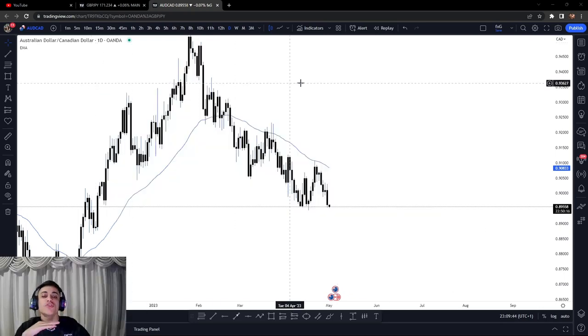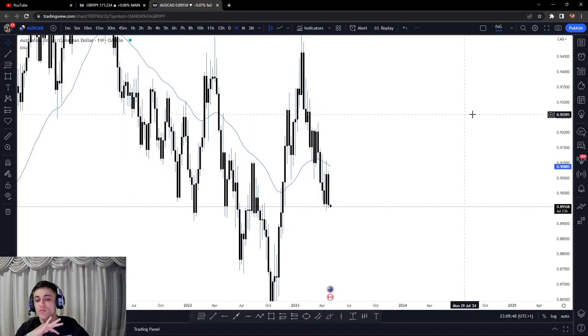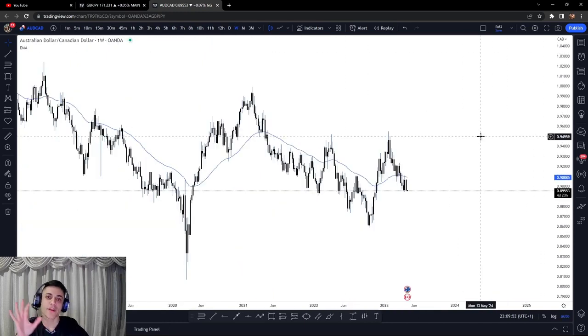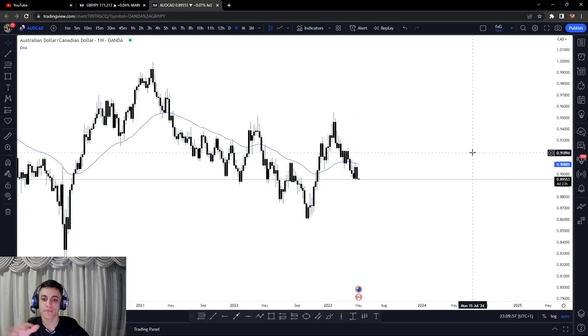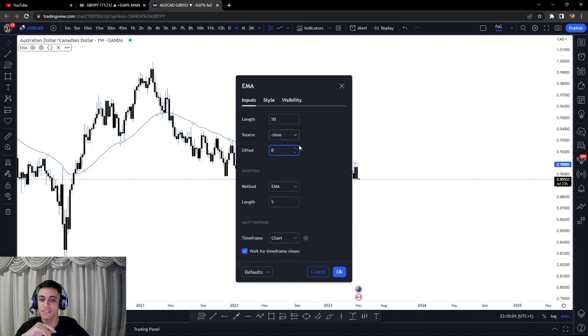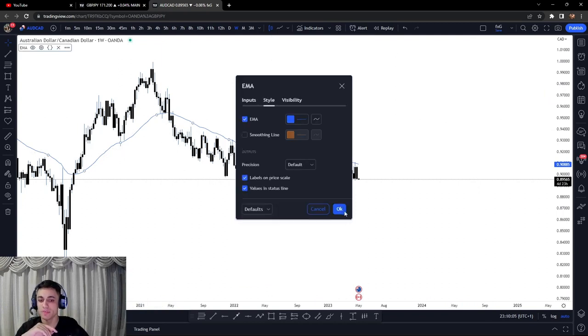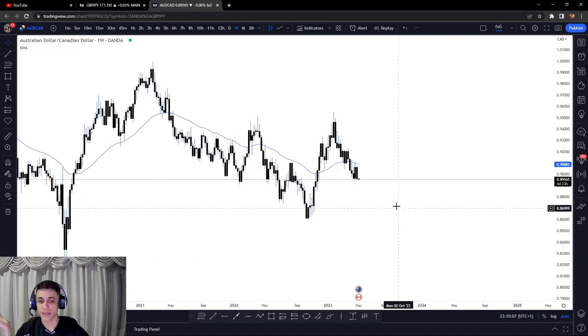All right, guys, so the first thing I do is immediately go on the weekly time frame. That's the time frame where I start doing my analysis. Right now, if you wonder, this EMA is the 50 EMA, exponential moving average, the 50 close. I have it in blue. You can have whatever color you'd like.